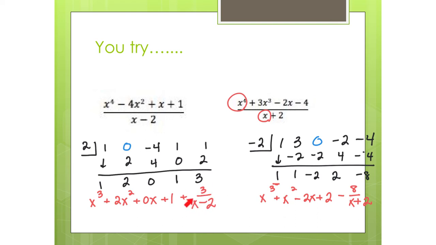This first one had a remainder of 3. That means x minus 2 is not a factor of this 4th degree function. When we look at this second example, x plus 2 had a remainder of negative 8, so it is not a factor of the function.